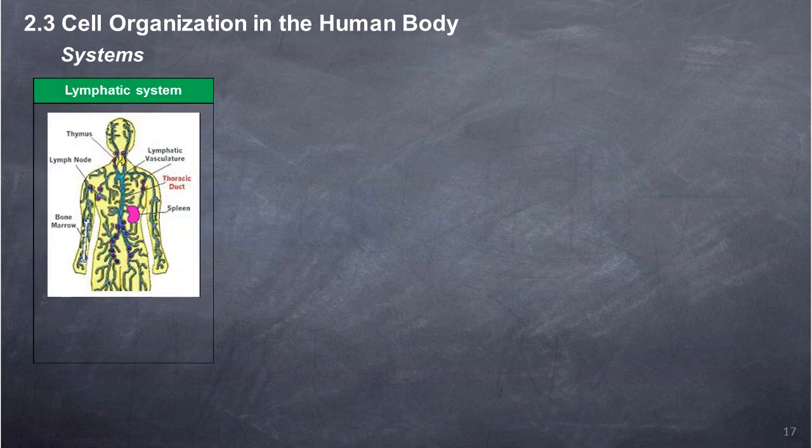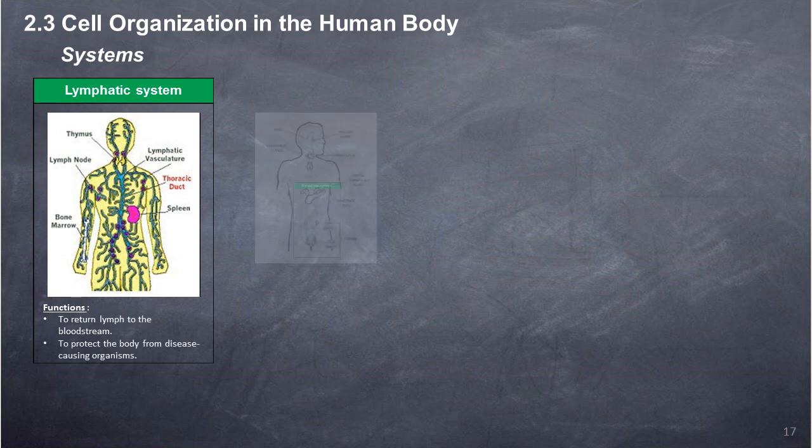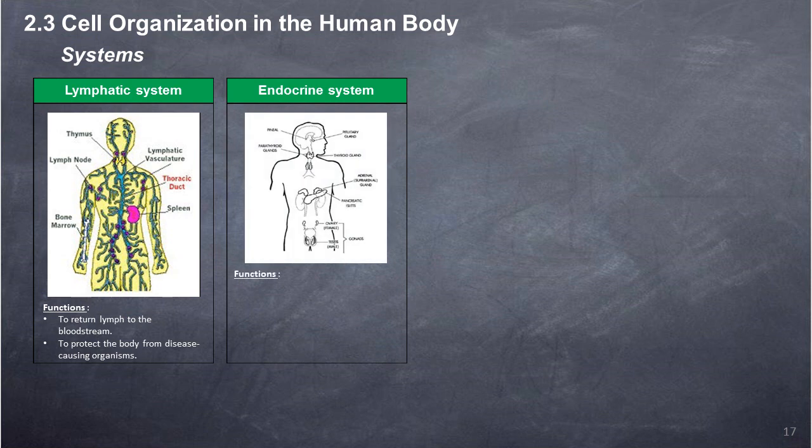Lymphatic system. Functions: to return lymph to the bloodstream, to protect the body from disease-causing organisms. Endocrine system. Functions: to produce hormones, to coordinate and control body responses to stimuli, to support life processes such as growth and reproduction.